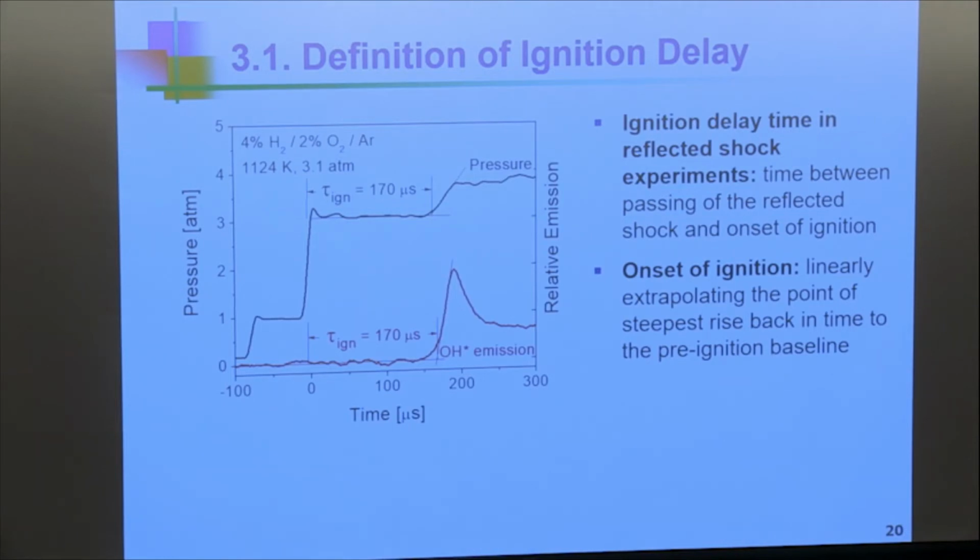And so you can look at the pressure signature as one way to measure ignition delay, and that's a common way. It's a simple way. Other ways include measuring the emission of excited state OH, and usually you get about the same answer.